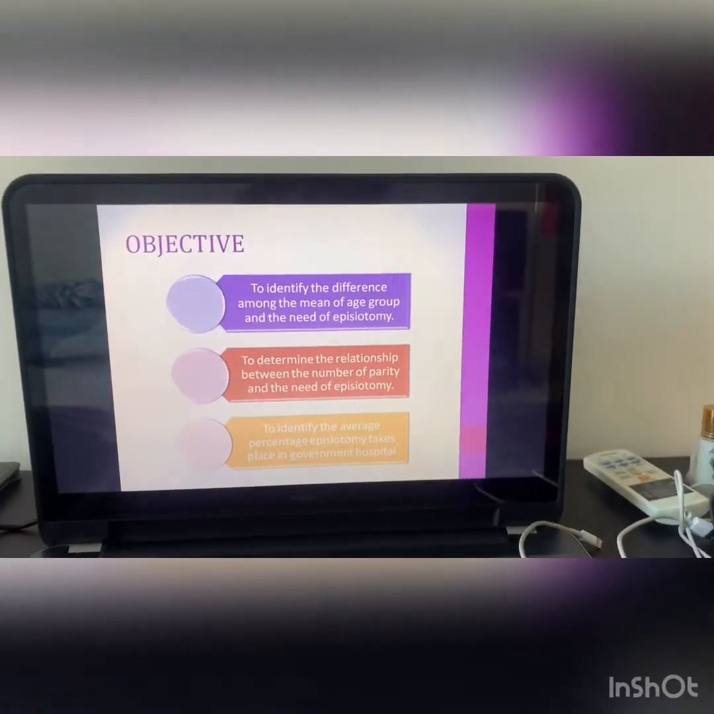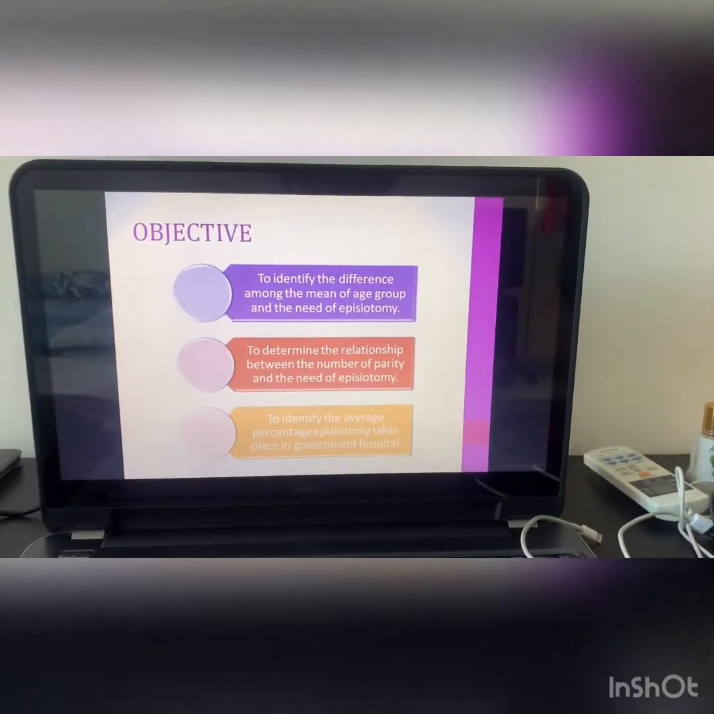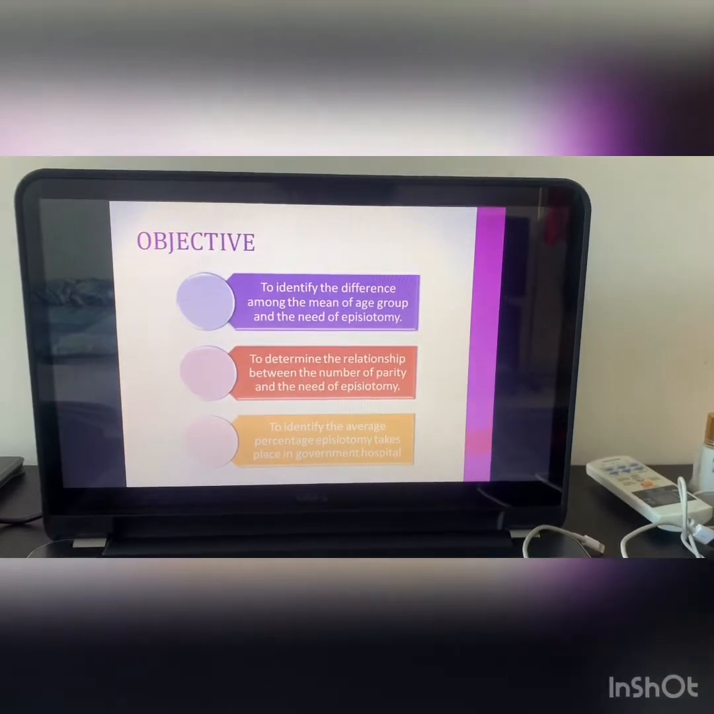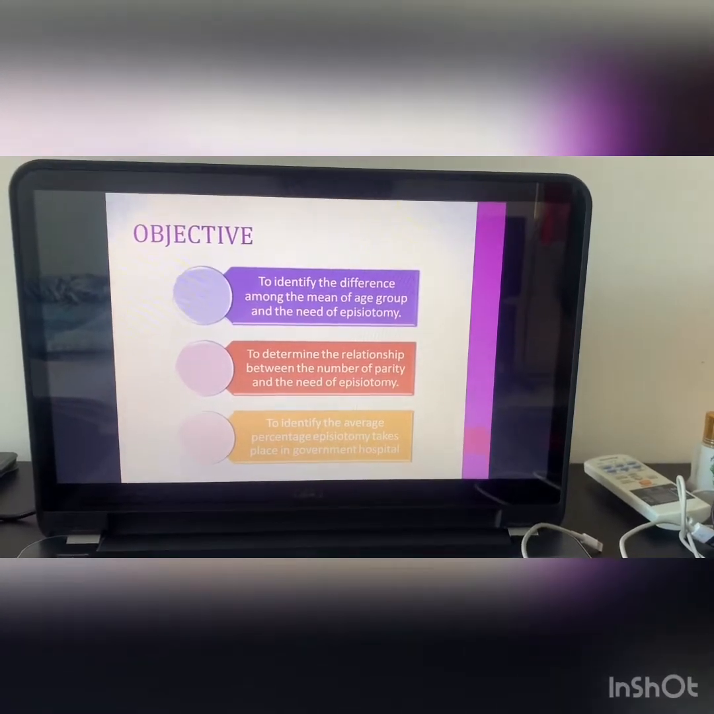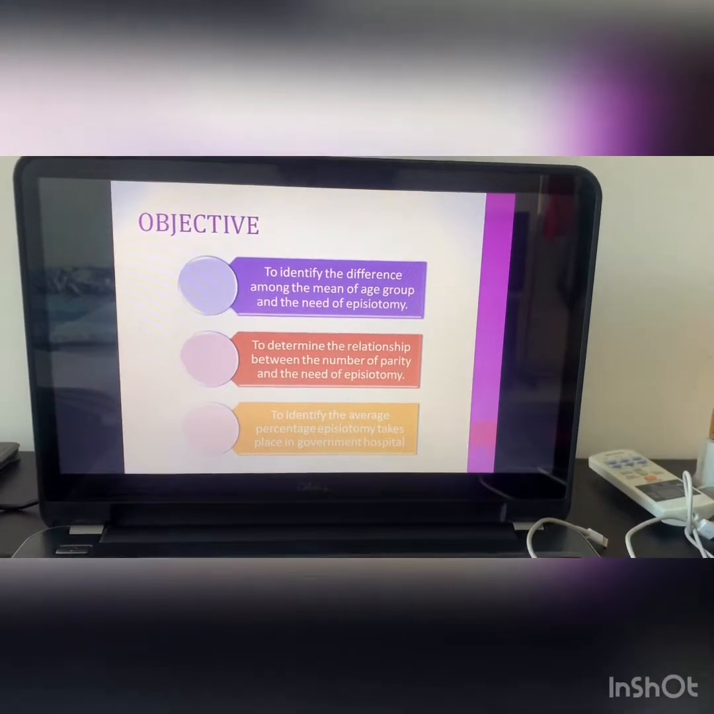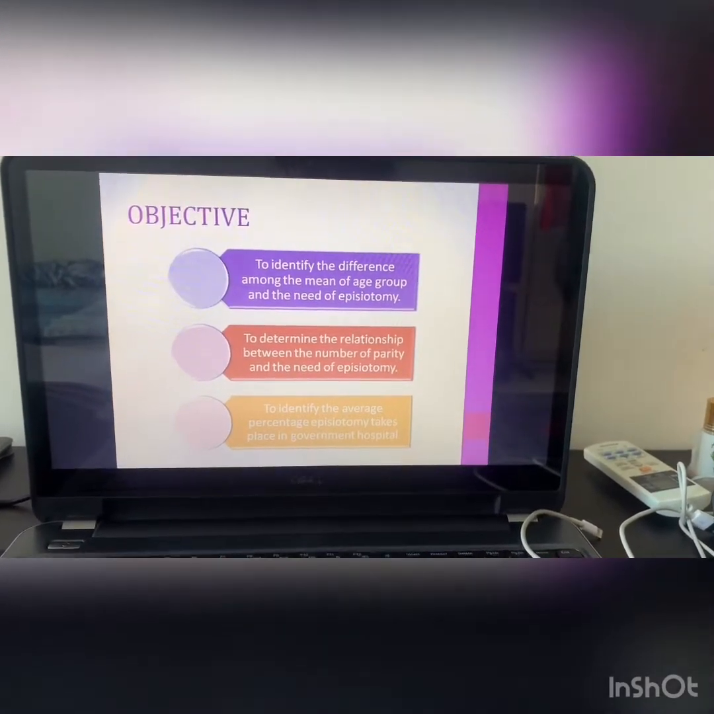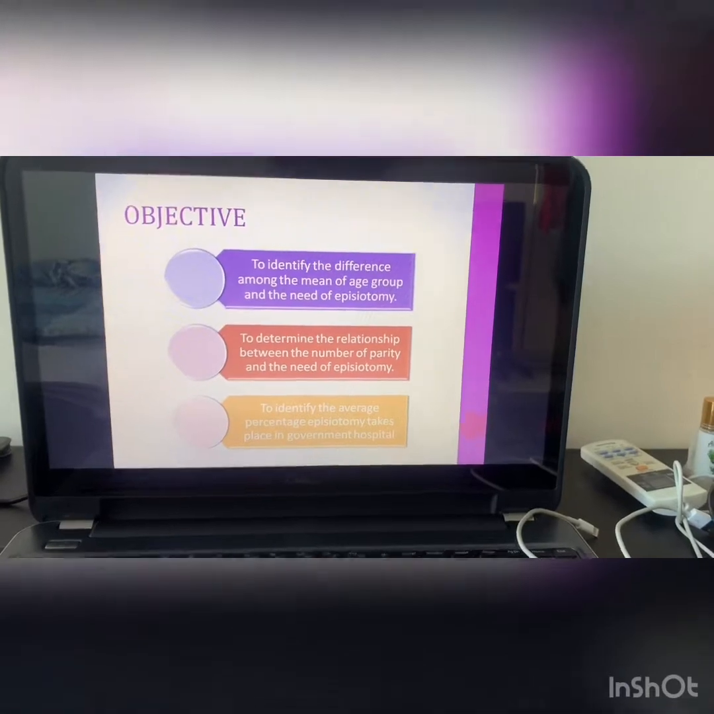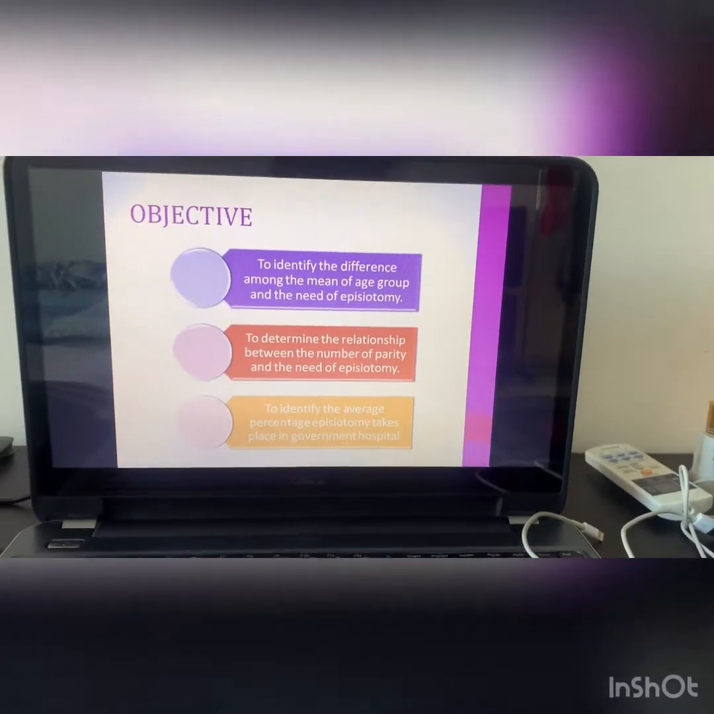The objective of this research paper is to identify the difference among the mean of age group and the need of episiotomy, to determine the relationship between the number of parity and the need of episiotomy, and the third one will be to identify the average percentage of episiotomy that takes place in government hospitals.